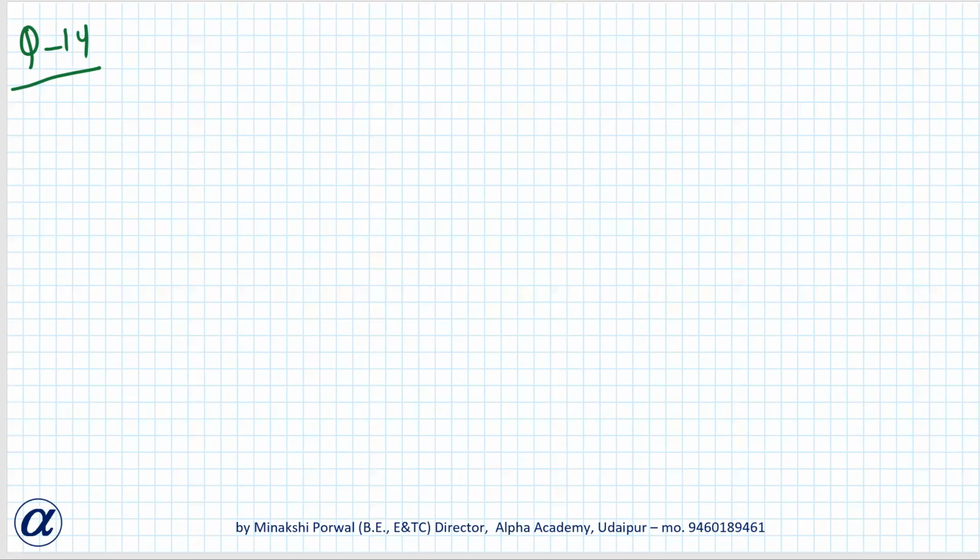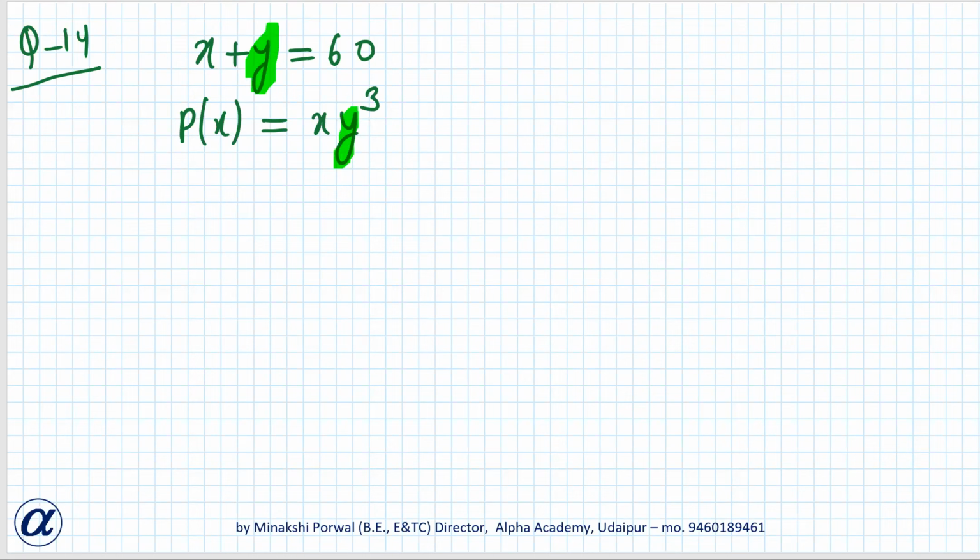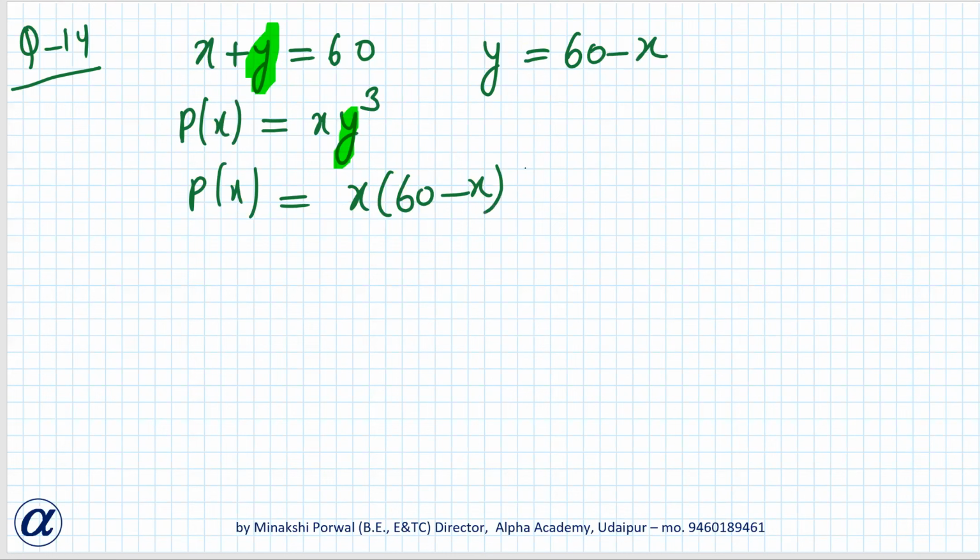So find two positive numbers x and y such that x plus y equals 60 and x y cube is maximum. Okay. So it is given x plus y equals 60 and we have to maximize the function that is equal to x y cube. First of all, we'll replace this y by this relation. So y equals 60 minus x and P(x) equals x into (60 minus x) the whole cube.